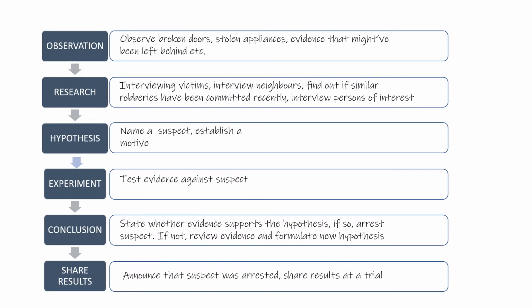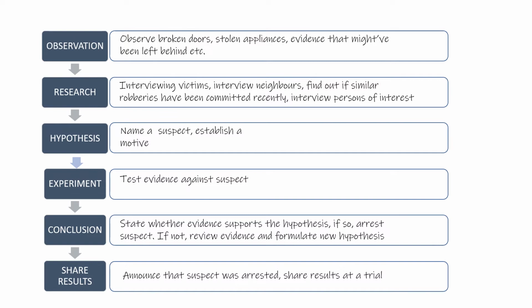Let's look at how we can use the scientific method to solve a home robbery. So the first step is we're going to observe the crime scene. So we're going to look for broken windows, broken doors, stolen appliances, and any evidence that might have been left behind. Evidence might include fingerprints, footprints, hair strands, blood, and so forth. Next, we're going to do research. Research might include interviewing the victims so that they can tell us what appliances were stolen. Maybe they could give us a time period for this crime and a motive.